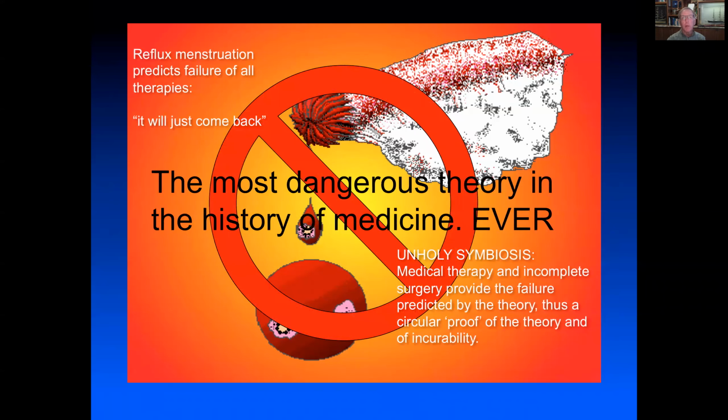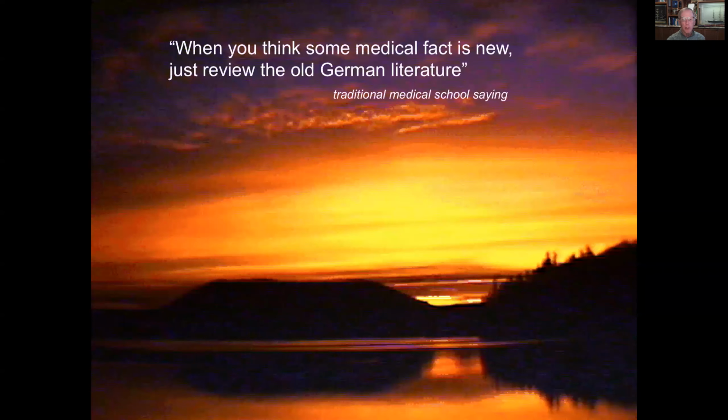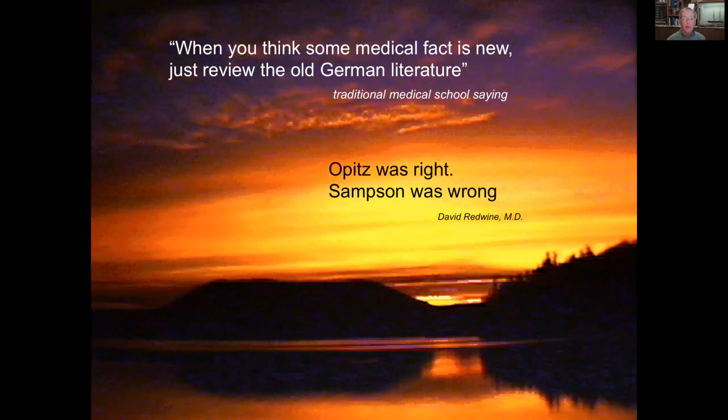Given the number of women in the world that have been affected by treatments based on this theory, and the fact that this theory still is struggling for scientific proof after about 100 years of easily trying, it becomes the most dangerous theory in the history of medicine ever. We don't need reflux menstruation anymore. Opitz explained it all. When you think some medical fact is new, just read the old German literature. Opitz was right and Sampson was wrong.